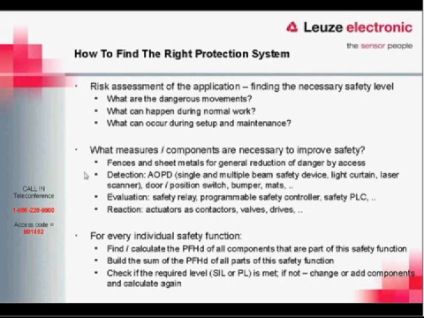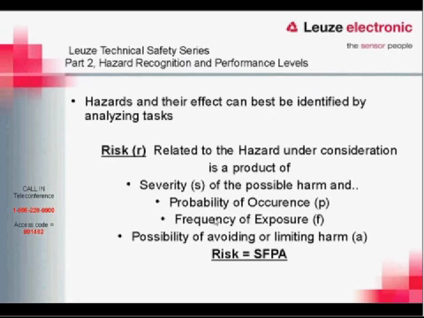So we have fences and sheet metals, detection, which would be our AOPDs, light curtains. Evaluation would be the safety relays that would be connected to these light curtains and door switches and things of that nature. So for every one of these individual safety devices that we come up with, we have to look at the function of that device and calculate the PFHD for all the components that are part of the safety functions. And then we get the sum of the PFHD, and we can check that against the required level and see if that is met. And if not, we can change our components, and then we can calculate that again.